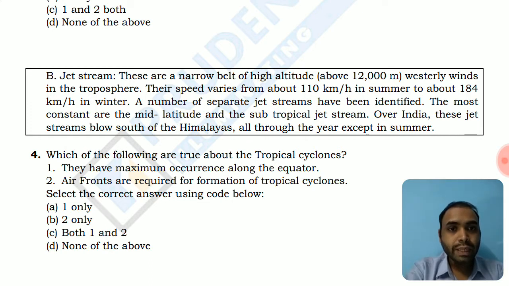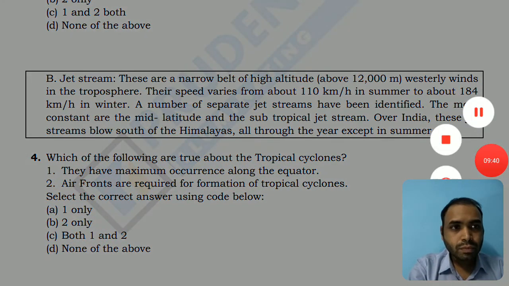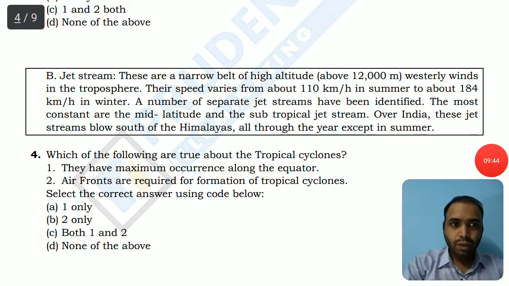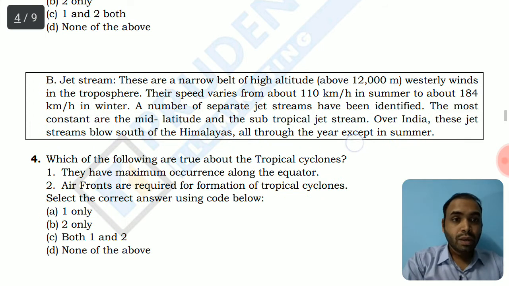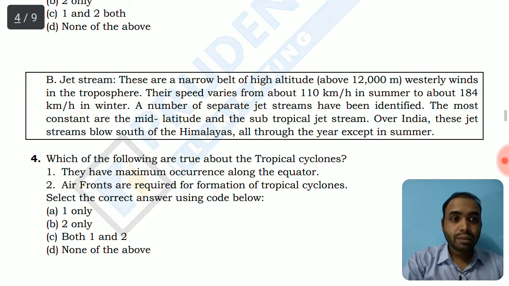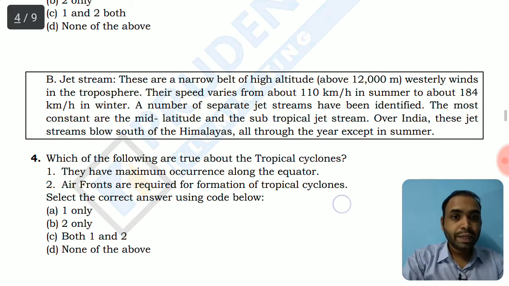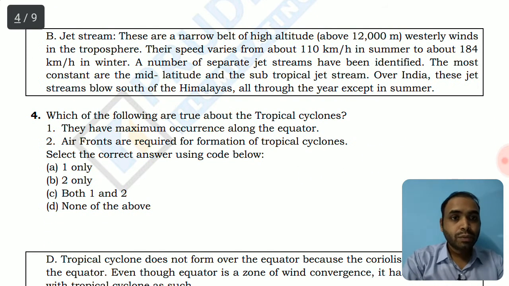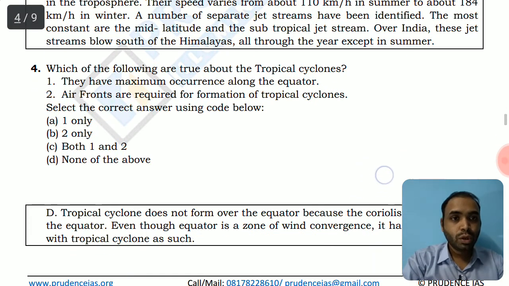And the second option is air fronts are required for formation of tropical cyclones. This is also not correct because air fronts are required for the formation not of tropical cyclones but of temperate cyclones. Temperate cyclones are huge. Their area of occurrence is around 1500 kilometers, while tropical cyclones are very small in size, but they are very destructive. Temperate cyclones form over Russia and other temperate countries. Their wind speed is low and they are not very destructive, and they are formed by the meeting of air fronts of different densities and temperatures. So that was about the temperate cyclones, not the tropical cyclone. So both the options are incorrect.